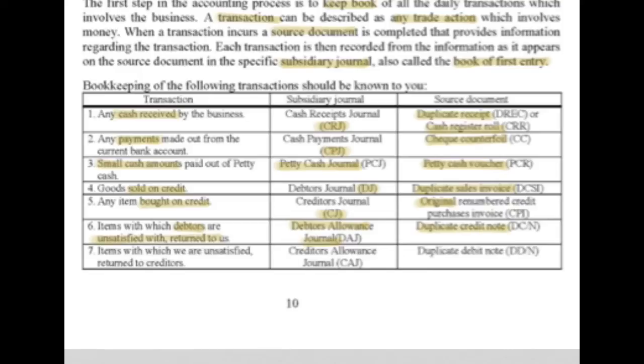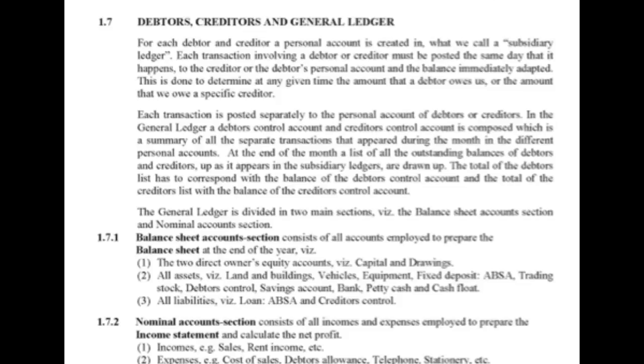Then I could have also returned things to my creditors if I'm unsatisfied with them. Therefore, it's recorded in the CAJ, the creditors allowances journal, and my duplicate debit note is my source document. So from the journals, I post to the ledgers, and I get 3 ledgers. My main ledger is the general ledger, and then I have 2 subsidiary ledgers, which are the debtors and creditors ledgers. For each debtor and creditor, a personal account is created, what we call a subsidiary ledger.